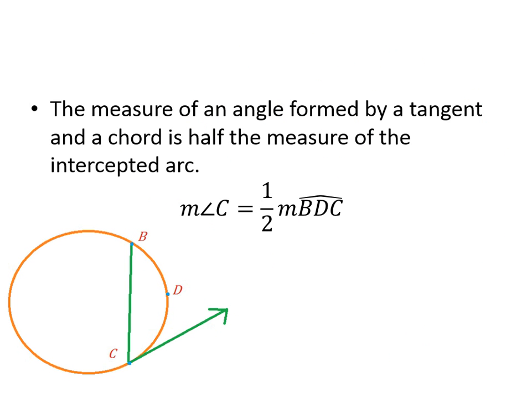The measure of an angle formed by a tangent and a chord is always half the measure of the intercepted arc. It's the same process, but this time we're talking about a tangent line and a chord, and we're talking about this angle right here. If we know the intercepted arc, you cut it in half, and that's going to be the measure of that angle. The reverse is also true. If you know the angle, you double it to find the intercepted arc. So if the intercepted arc was 100, that means that this angle must be 50.